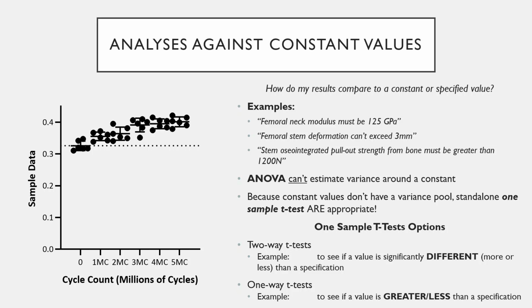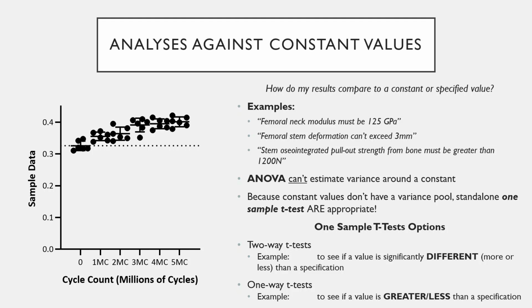Now, here's where we're actually going to go back to our best friend, the t-test, because an ANOVA can't estimate a variance around a constant. That's nonsensical. So in a sense, what you're going to do are standalone t-tests where at each group, you're going to compare those to a specific number.